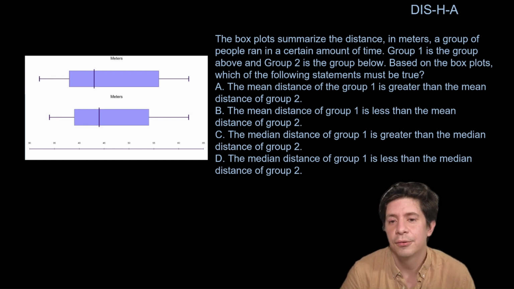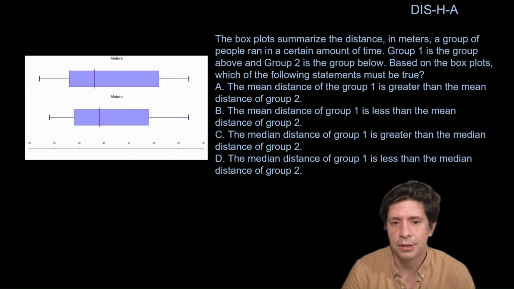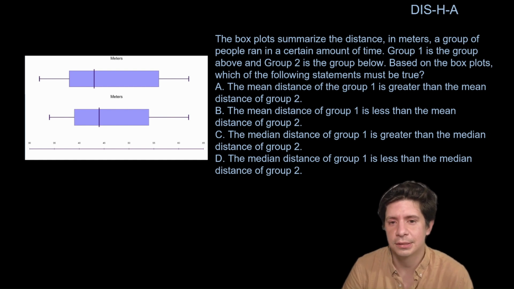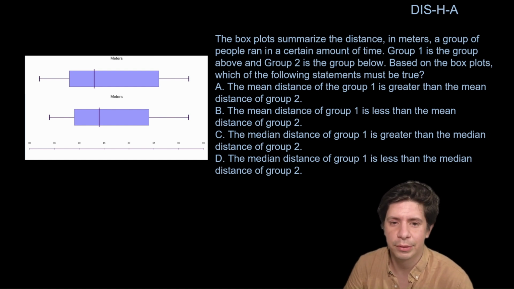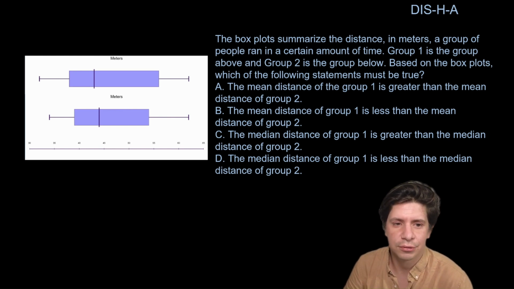Okay, now we're on to the hard ones. Let's see just how hard these are. The box plots summarize the distance in meters a group of people ran in a certain amount of time. Group 1 is the group above, and group 2 is the group below. Based on the box plots, which of the following statements must be true?